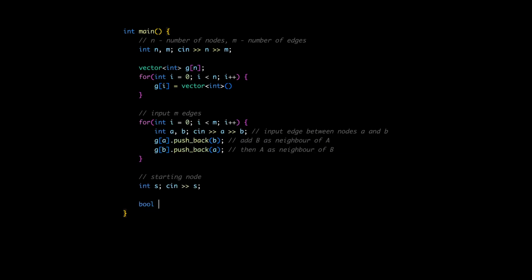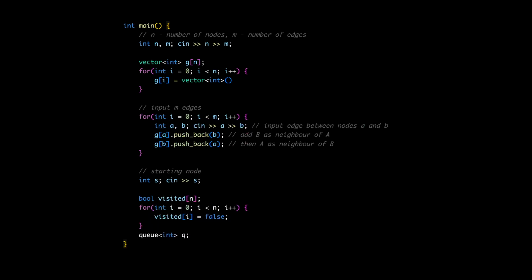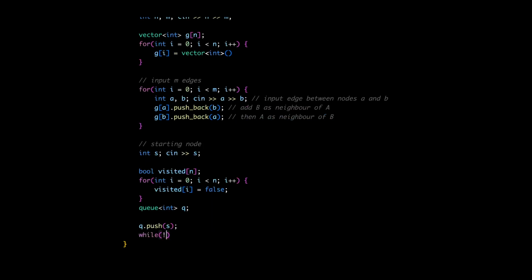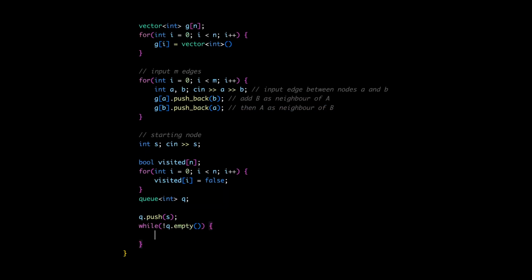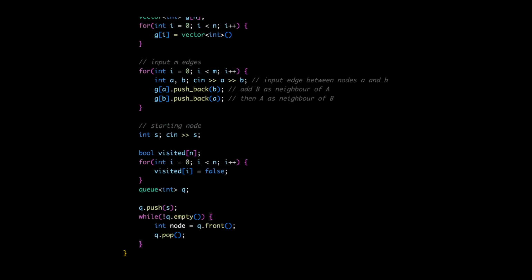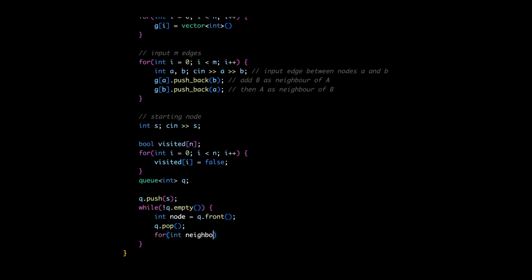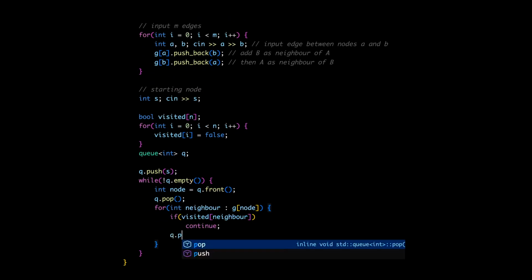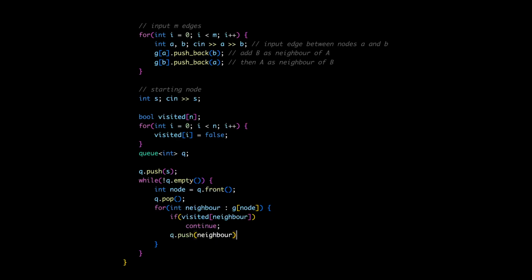Now to do BFS, create a bool array visited of size n to mark visited nodes, and a queue of nodes. Put s into queue since that's where we'll start. Now let's iterate on nodes in a queue while we have any. Take the first node with queue front and remove it from the queue with queue pop. Now iterate through all neighbors ignoring visited ones. Here, add this neighbor to the queue with queue.push.